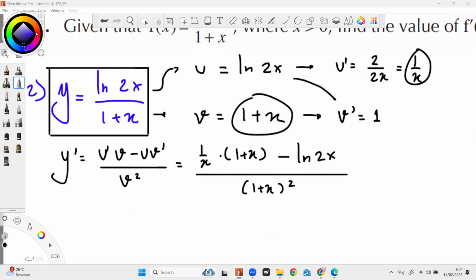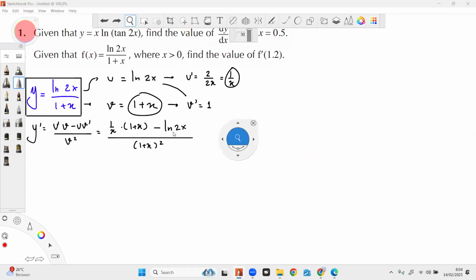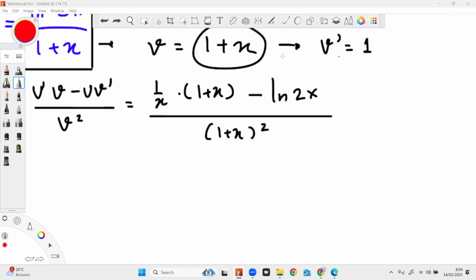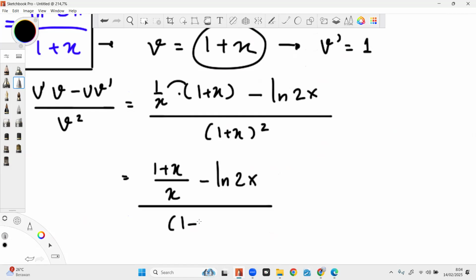And you are tempted to cross this with this. Is it available? Can we do such things? Hell no. We have the negative. You cannot cross like that. It's not so easy. So you multiply this with this: 1 plus x over x, subtract ln 2x, over 1 plus x bracket squared.